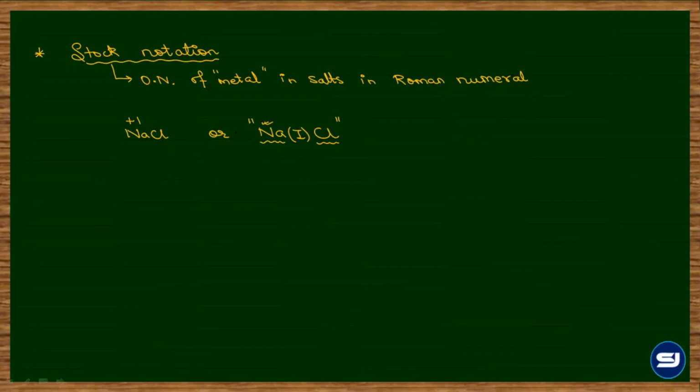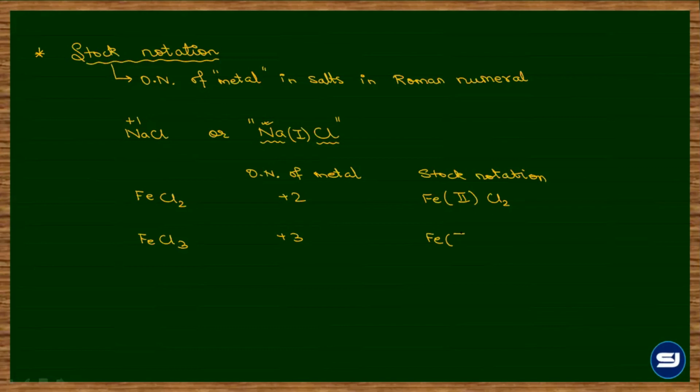Na के लिए तो fixed है, but if I have Fe as FeCl2 versus FeCl3, do we know the difference? The first one is Fe Roman number 2, and the second one is Fe Roman number 3. The oxidation state of the metal is +2 in the first and +3 in the second. So the stock notation could be written as Fe(II)Cl2 and Fe(III)Cl3. This is just a way of identifying the oxidation state.